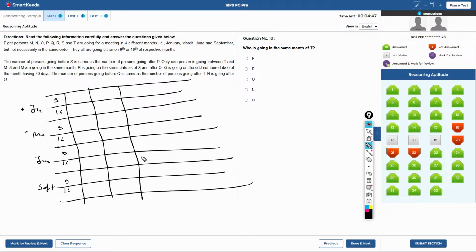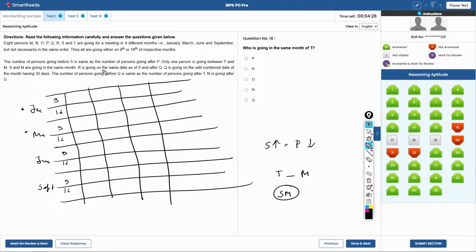Okay, so I guess 3, yeah, enough. The number of persons going before S is the same as going after P. Only one person goes between T and M. S and M are going in the same month.